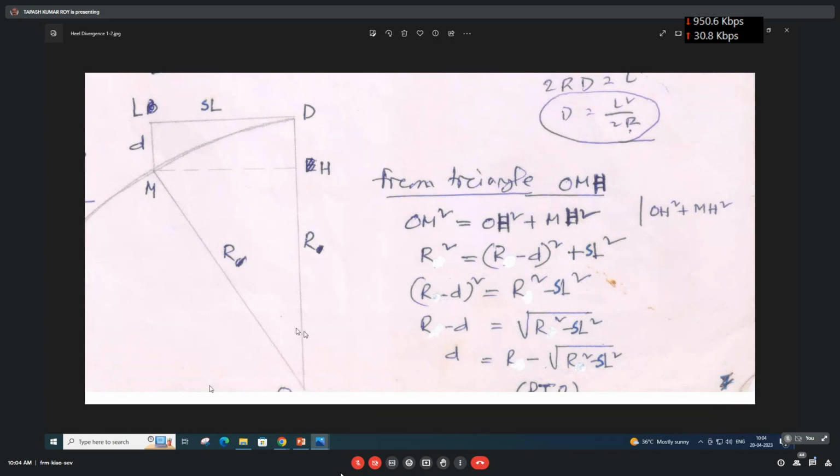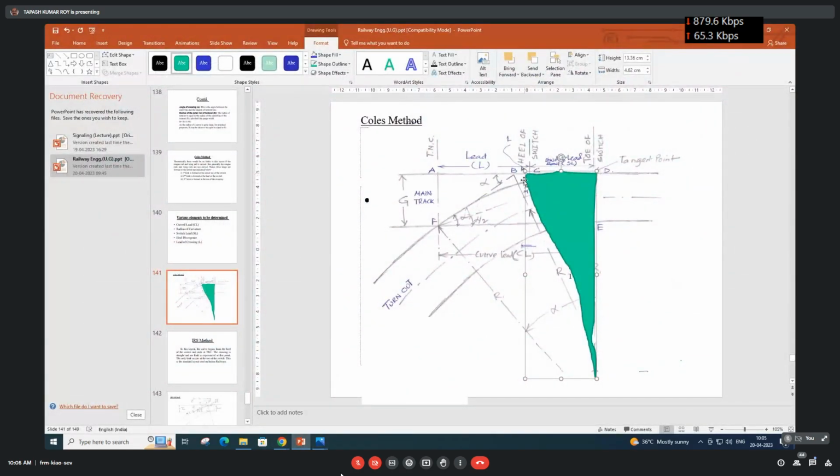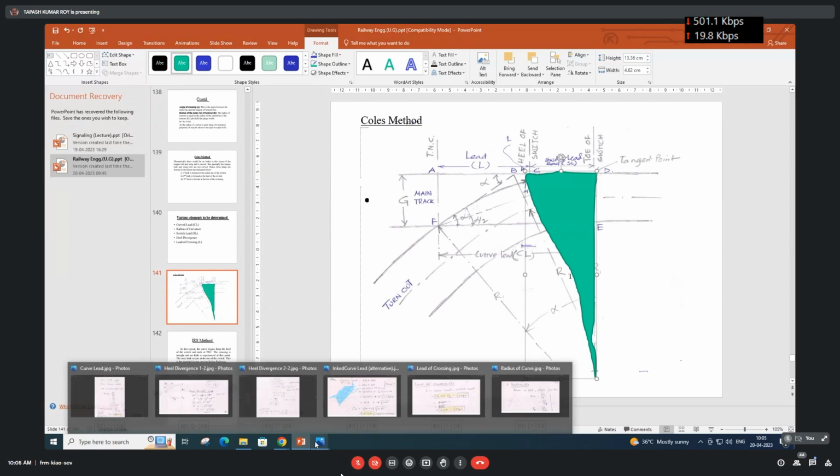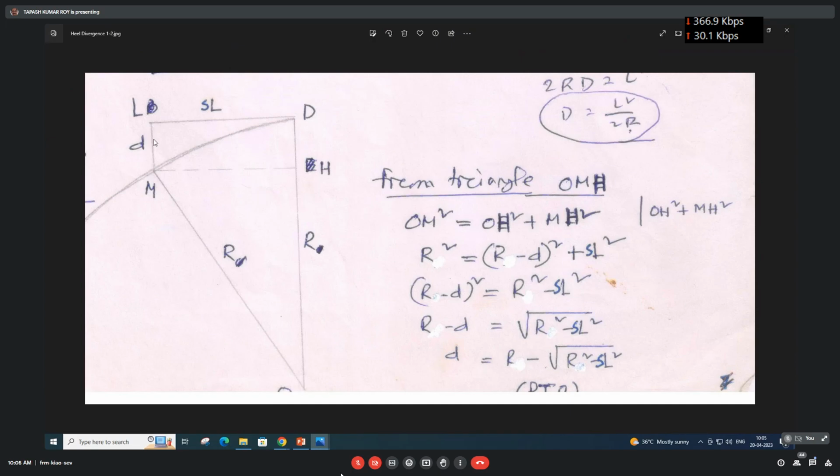Yes. So what will we do? We'll consider OMH. OM square equal to OH square plus MH square. OM equal to R. This is the radius of curvature. OH equal to R minus D, not G, D. This is the heel divergence, that is this portion, only this portion. This is the heel divergence, this portion, small d. Okay. So this is the small d.